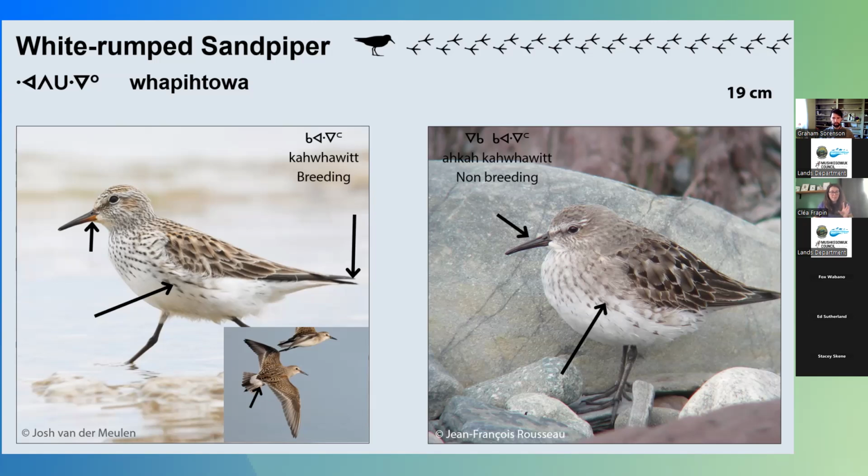But in flight, it's really easier to say: when you see a white-rumped sandpiper, it has the distinctive white rump. As you can see on the picture, you can see it in both plumages, and it's one of its most important identification features. And really, when you see a sandpiper with the white rump, you can tell it's a white-rumped sandpiper, as its name says.